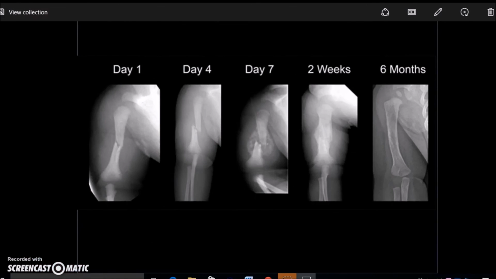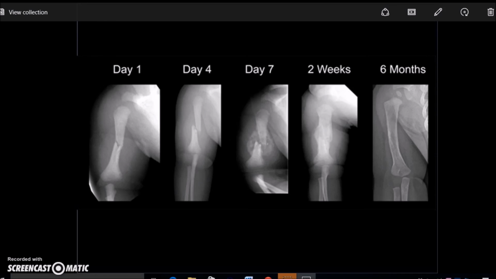Here's an example of how well tissues can heal in a child. So here's a fractured humerus in a little boy. Here we have the fracture on day 1. We can see a nice clean spiral fracture in the mid-shaft of the right humerus. Day 4 we have also a clean line, but we've now started to see angulation from where the muscle spasm is starting to pull. But by day 7 we can start to see this huge expansive callus, which is this temporary bone.